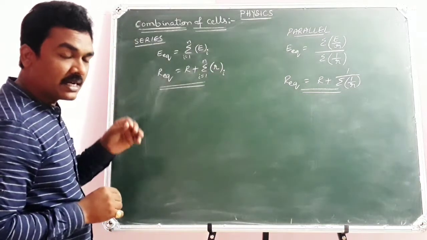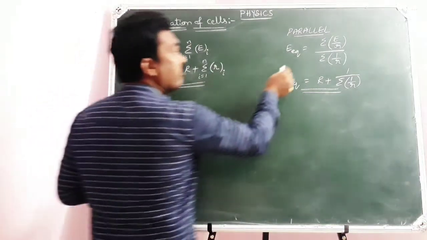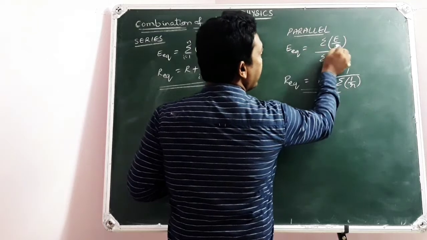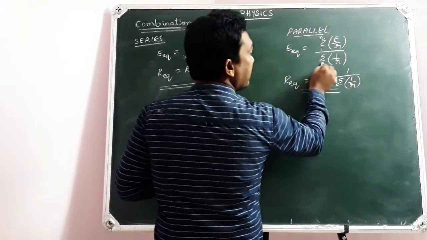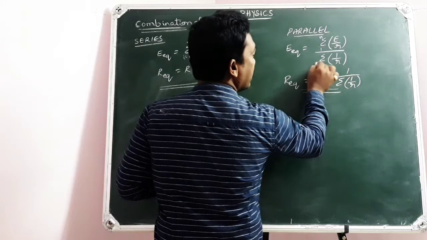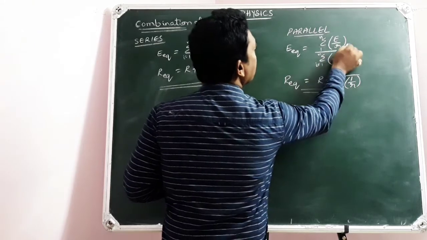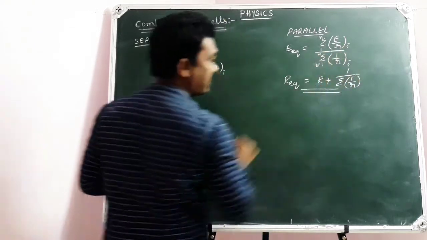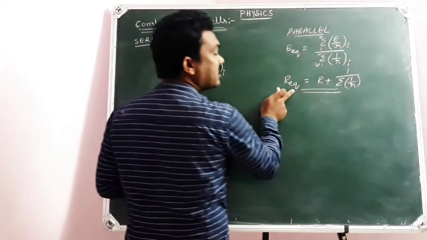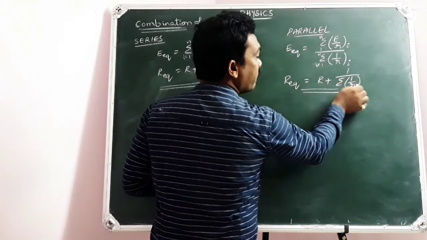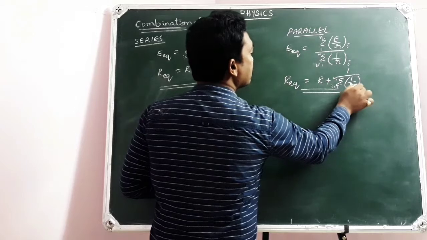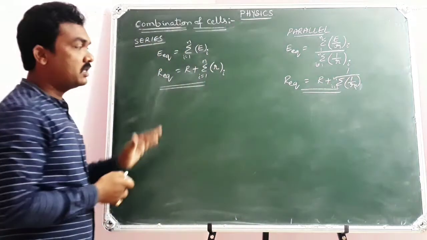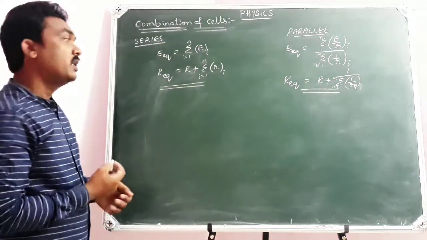Similarly, when n cells are connected in parallel, equivalent EMF is sigma of E by R, with i equal to 1 to n, by sigma of 1 by R, again with i equal to 1 to n. We can write the suffix i. And equivalent resistance is R plus 1 by sigma of 1 by Ri, i equal to 1 to n. So these are the conclusions you need to remember.